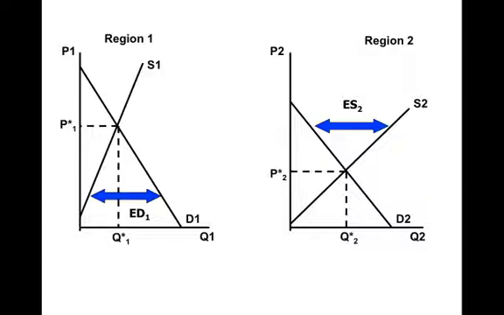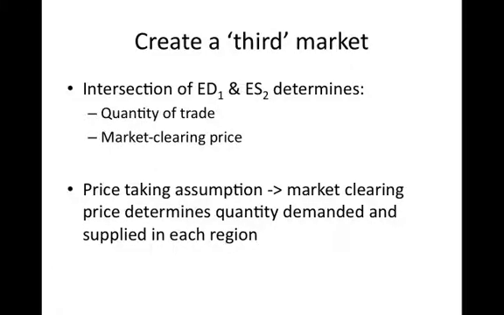Now we can use this to our advantage by trying to find an equilibrium price and the volume of trade. And to do this, we create what I would call a third market. In particular, we would create a market where we're trying to determine the volume of trade that would happen such that you have equilibrium prices in both regions. And what we do in this third market is we try to figure out what the excess demand from region 1 looks like, what the excess supply in region 2 looks like, and try to see where they intersect. That will tell us the quantity of trade that would occur and also the market clearing price that would prevail.